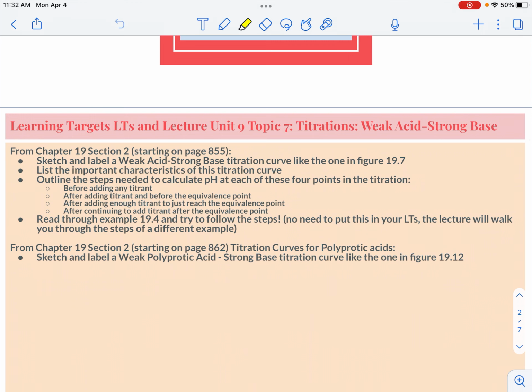Make sure that you've looked at the learning targets and completed them first, and that you have a little bit of an outline there. And then if you need to, as you're watching through my stuff, stop the video to finish the outline. Here goes.